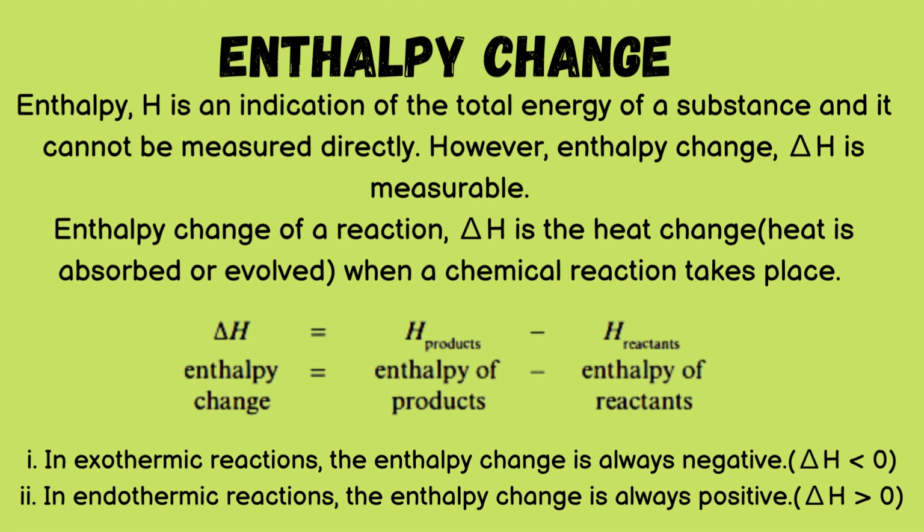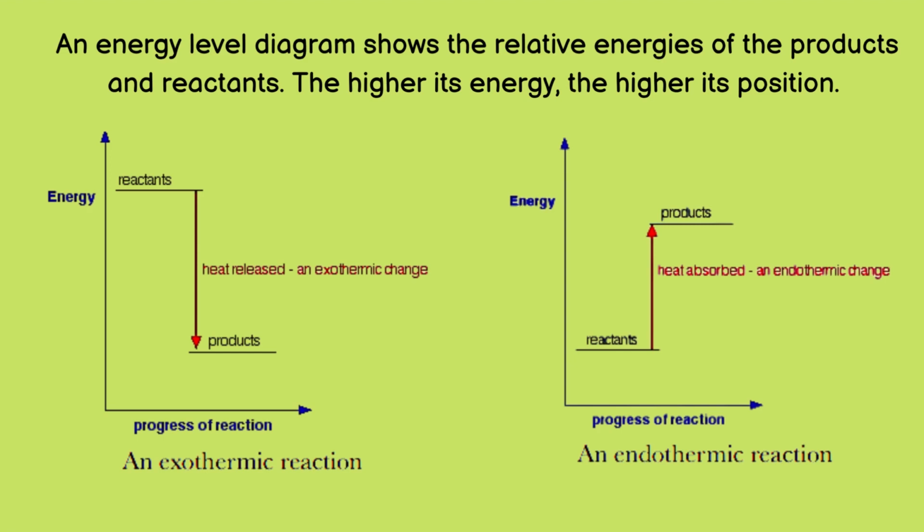In exothermic reactions, the enthalpy change is always negative. ΔH is less than 0. In endothermic reactions, the enthalpy change is always positive. ΔH is greater than 0. Here is an energy level diagram which shows the relative energies of the products and the reactants. The higher the energy, the higher its position. The first figure represents an exothermic reaction and the second one an endothermic reaction.